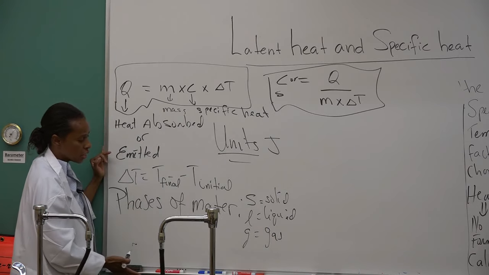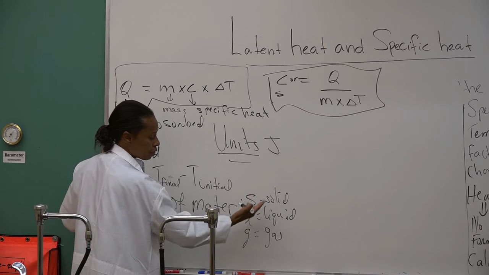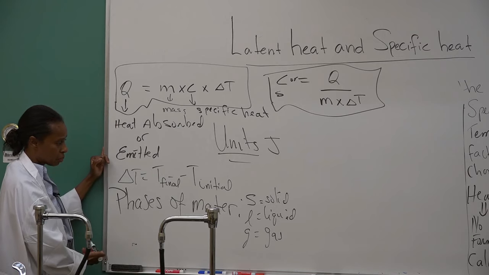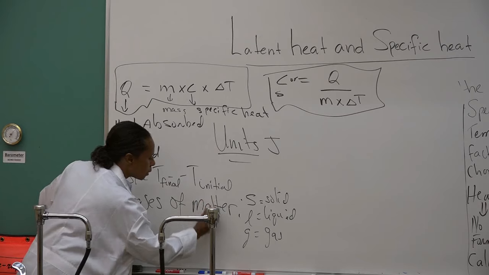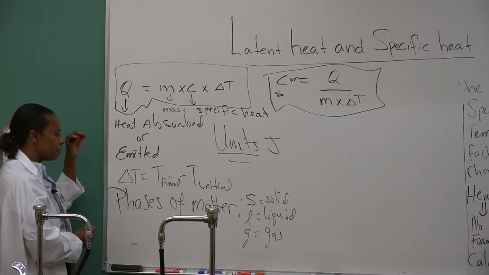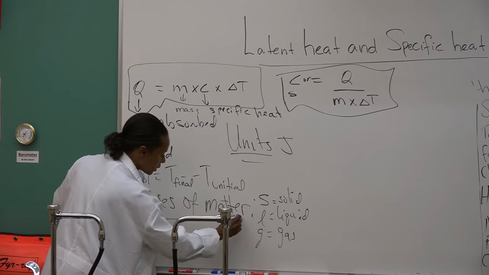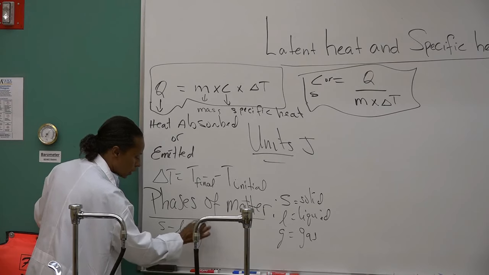So with these three phases, we're going to be looking at how a substance can be converted from one phase into another phase, and this is what we call a physical property. Phase changes are a physical property, and so we look at solid going to liquid, liquid going to gas.